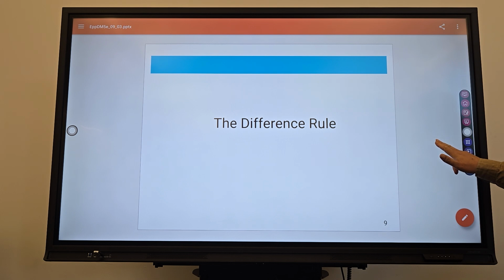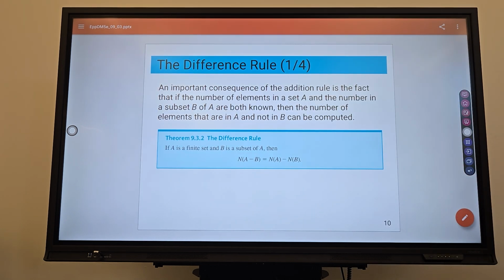The difference rule. An important consequence of the addition rule is the fact that if the number of elements in set A and the number in a subset B of A are both known, then the number of elements that are in A but not in B can be computed. If A is a finite set and B is a subset of A, then the number of elements that are in A but not in B is equal to the number of elements in A minus the number of elements in the subset B.